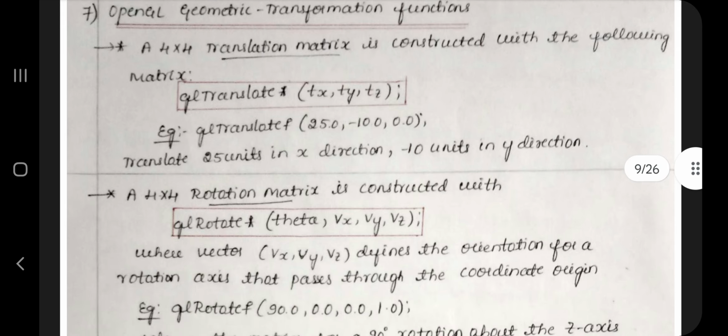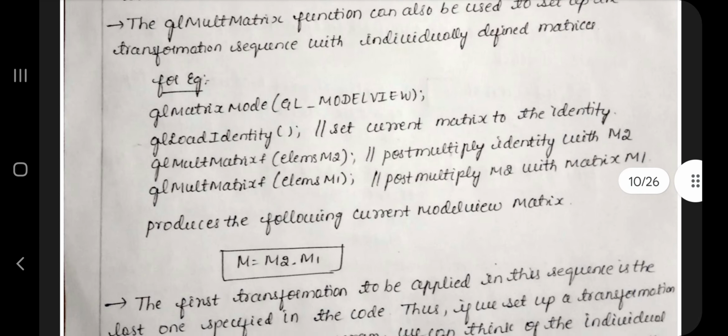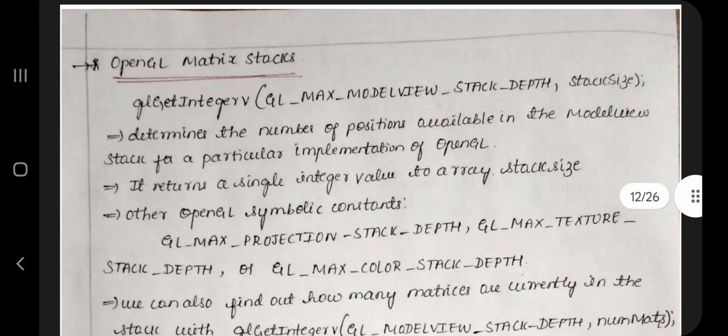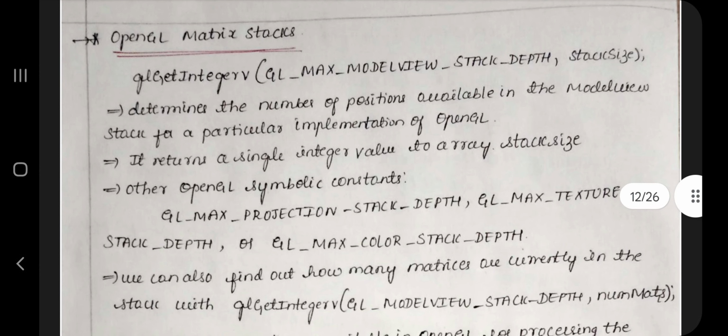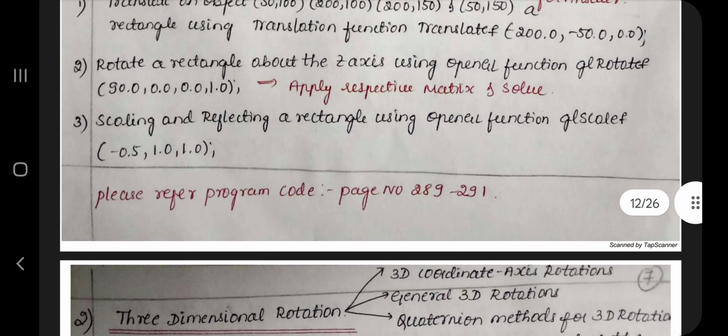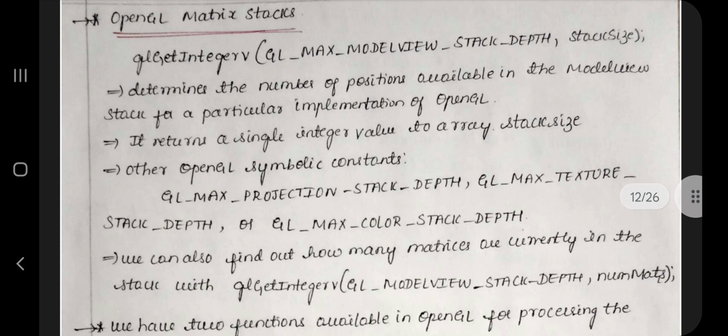And here are some transformation functions: translate f, rotate f, scale f, multiply matrix, and GL load identity, max model view stack depth, projection, push matrix, pop matrix. Okay, those are the concepts which you have to write in the GL functions. I need not explain much in detail regarding that.